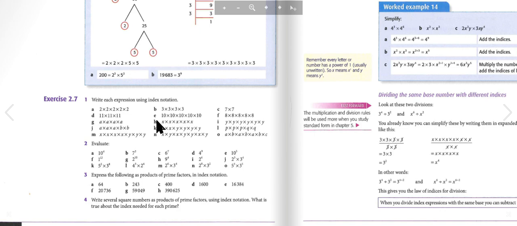X times X times X times X times X. Y times Y times Y times Y times Y times Y. A times A times A times B times B. X times Y times Y times Y times Y. P times P times P times Q times Q. X times X times X times X times Y times Y times Y. X times Y times X times Y times Y times X times Y. A times B times A times B times A times B times C.